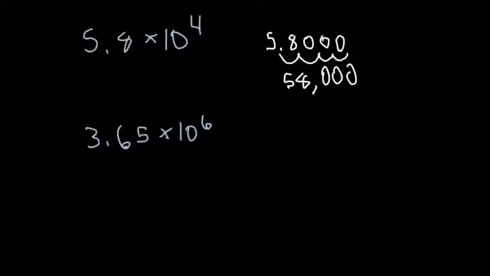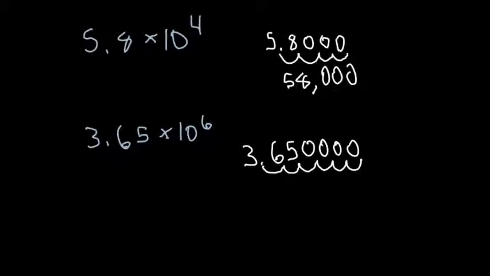So the next one, I got 3 and 65 hundredths. So again, start with your decimal. My exponent is 6, so I need to move the decimal 6 place values. So I can go 1, 2, 3, 4, 5, 6. And put zeros where I don't have digits. So now I have 3,650,000 as standard form.